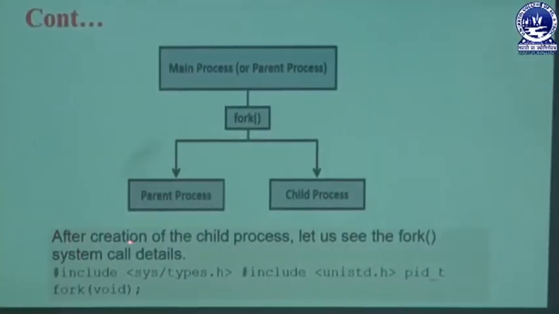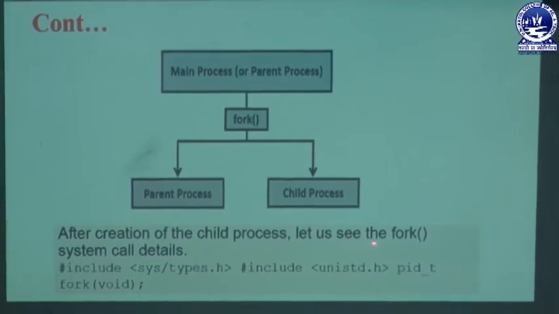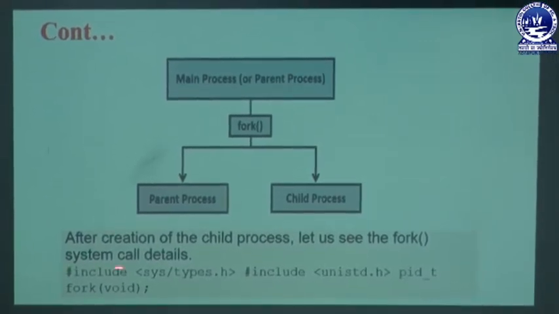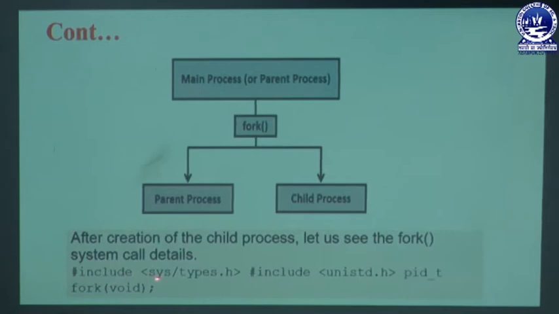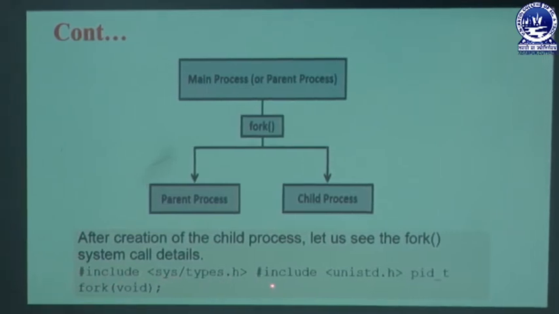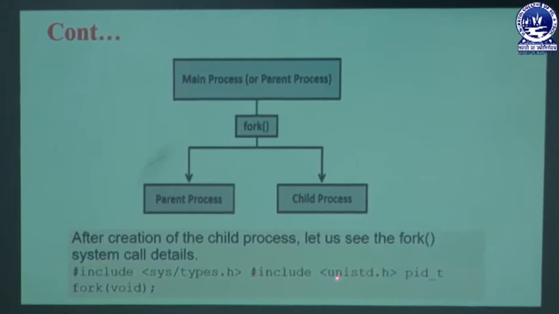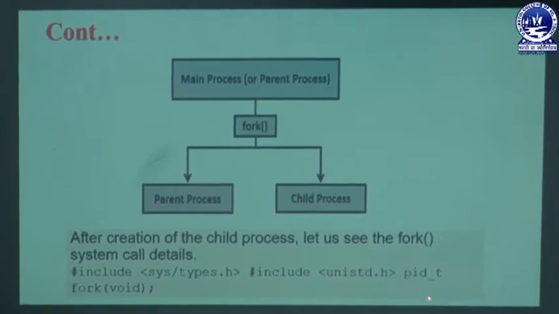Here we also have some steps, after creation of the child process. Let us see the fork method, the system call, and its details written in this part. First of all we include sys/types.h and unistd.h. Then we write pid, meaning process ID, and that process ID is invoked through the fork method. It is a general criterion in this part, and whenever it is invoked, we automatically get some consequence.